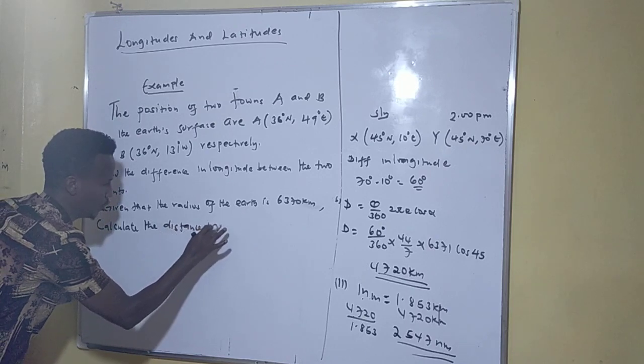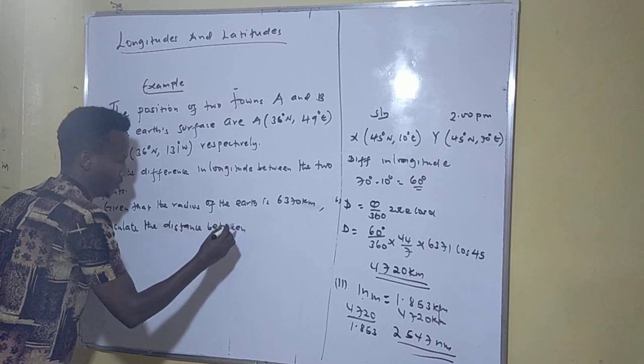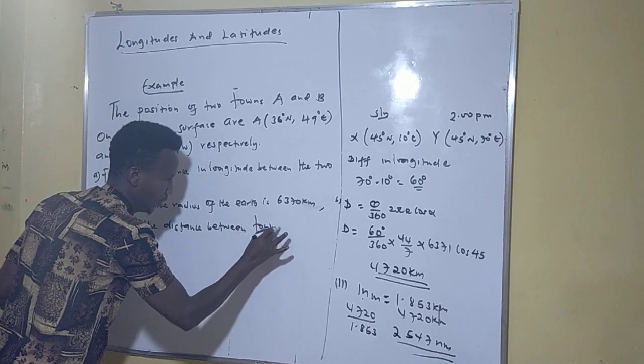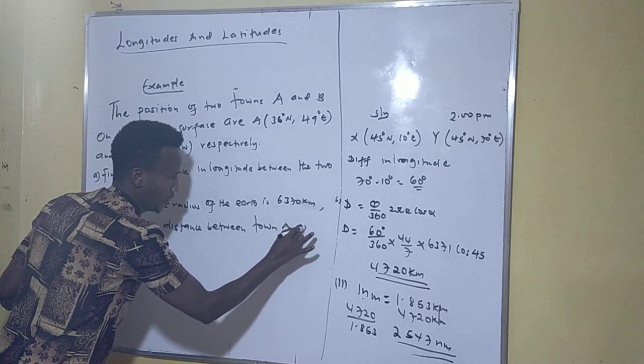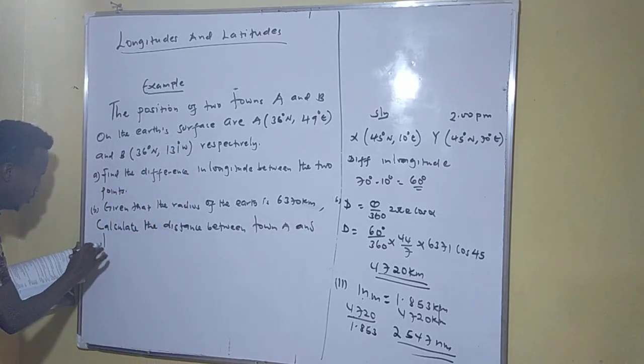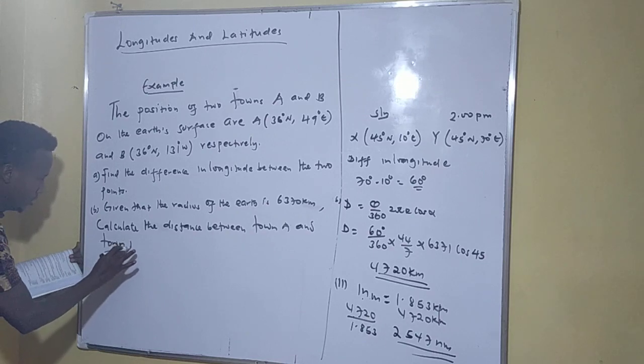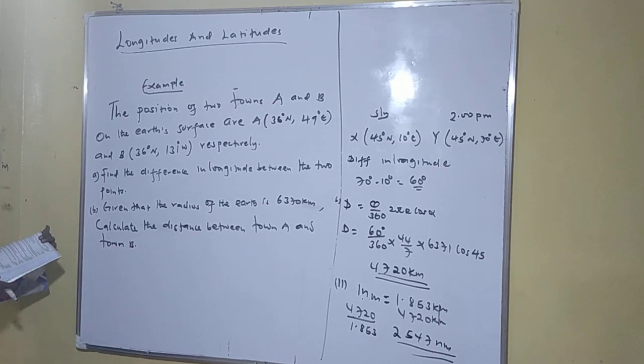Calculate the distance between town A and town B. Okay. That's carrying 5 marks here. That one is carrying what? 3 marks. We have other questions here.